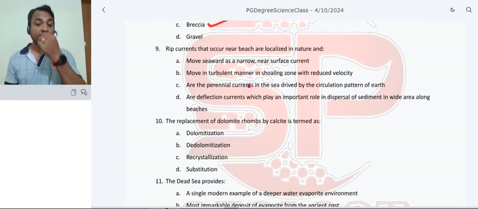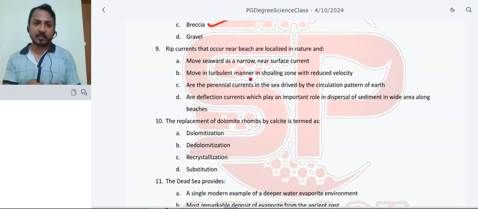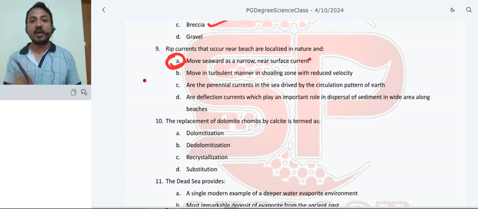Then rip current. The rip current forms when two longshore currents meet and start to move towards the sea in a very low topographic barrier region. They move seaward as a narrow near-surface current.